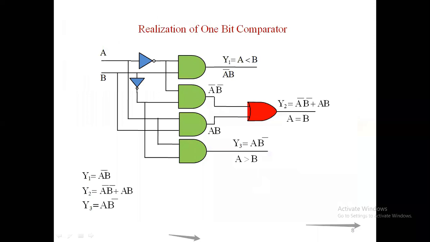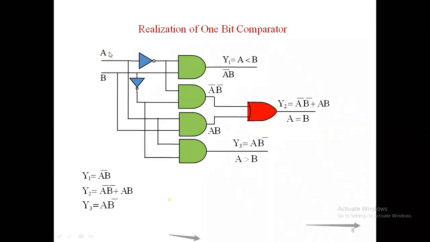We have to take only 2 inputs. One is A and one is B. So for Y1, we have to construct the logic circuit diagram, that is A bar B. Y1 is nothing but A is less than B. And Y2 is nothing but A bar B bar and AB, and finally these two are connected to one OR gate, that is A is equal to B, and the next one is Y3, that is AB bar.